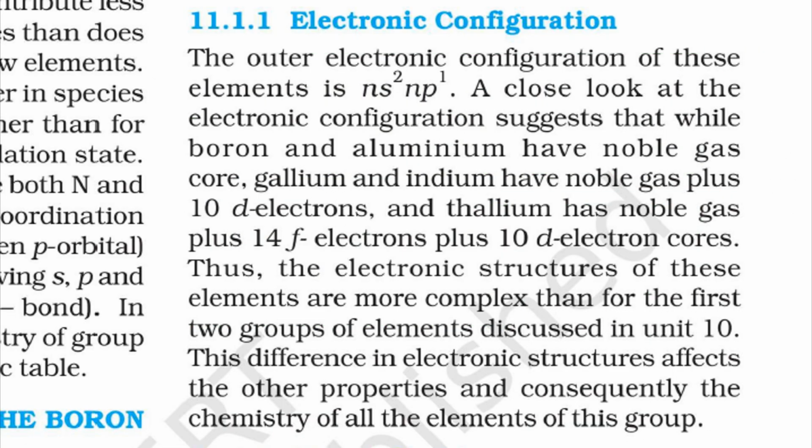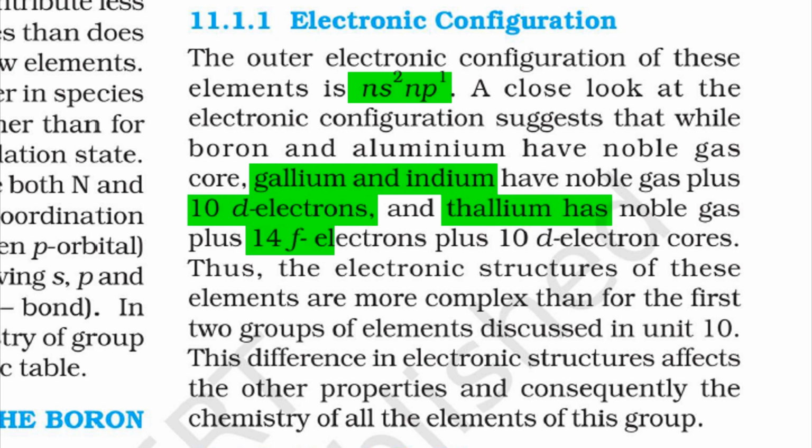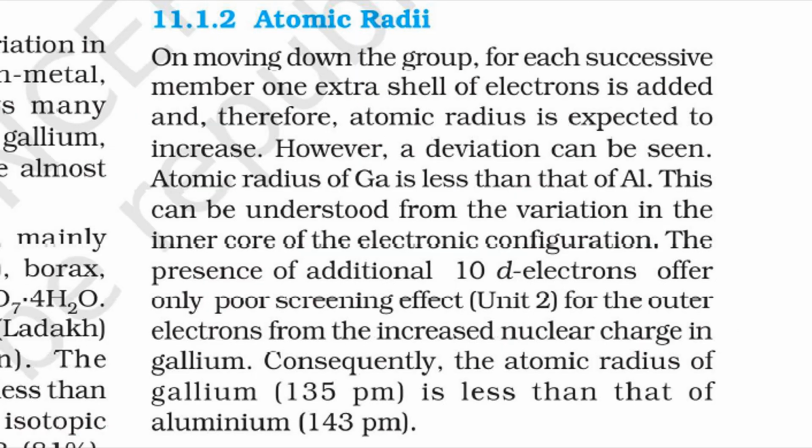Now next thing, 11.1.1 electronic configuration. We all know that the electronic configuration of p block is ns2 np1 to 6. So as this is group 13, the electronic configuration is ns2 np1. And the rest of the paragraph tells us that gallium and indium have d electrons and thallium has d and f electrons.